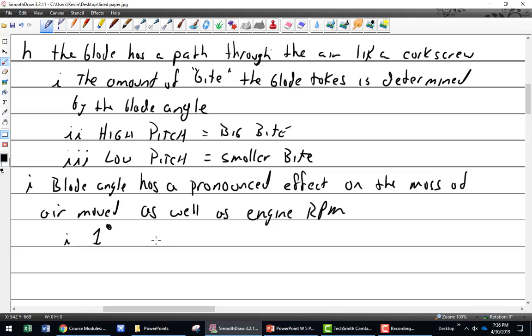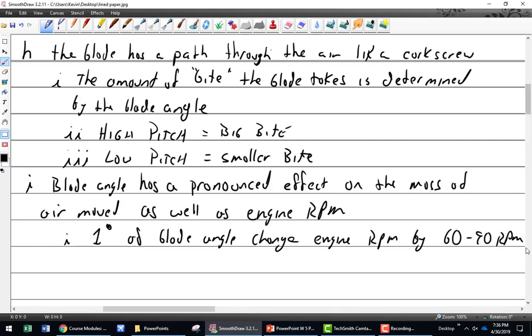One degree of blade angle change can change engine RPM by 60 to 90 RPM. What I'm talking about is like static RPM. Everybody follow me when I say static RPM? That means a fixed pitch prop on the ground, not moving, because it's just an easy way as a mechanic to judge the horsepower of the engine.